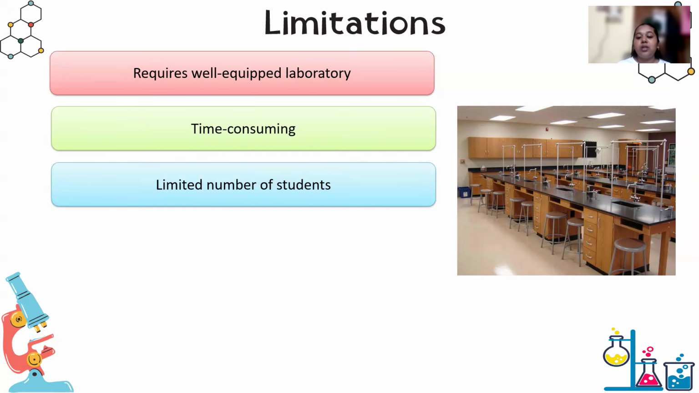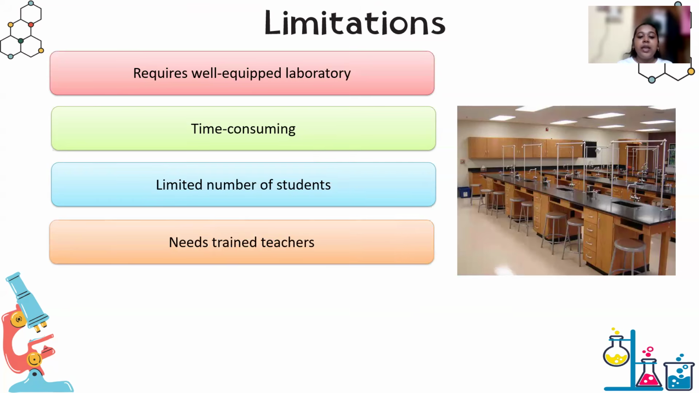Next, limited number of students. For example, if a class has 50 students, not all 50 students can do the experiment at the same time. So it might be divided into groups or batches and then they are carried out. So limited number of students is one limitation. Next, it needs trained teachers. It cannot happen that any teacher can make the students perform the experiments in the laboratory. There have to be trained teachers present in the laboratory so that they can guide the students about the proper protocol of using the apparatus or performing an experiment.